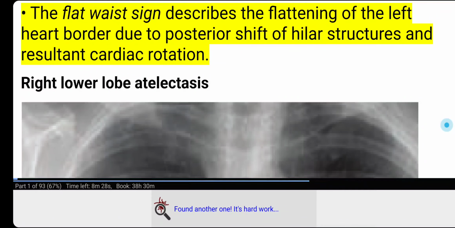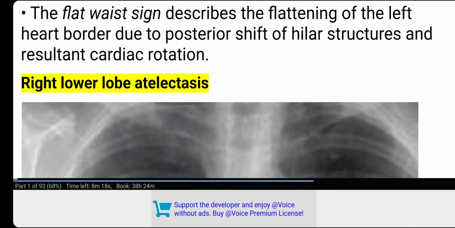The flat waist sign describes the flattening of the left heart border due to posterior shift of hilar structures and resultant cardiac rotation.